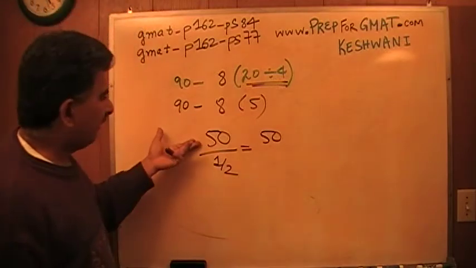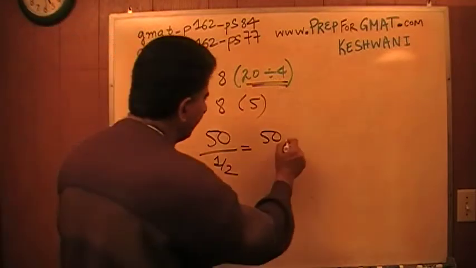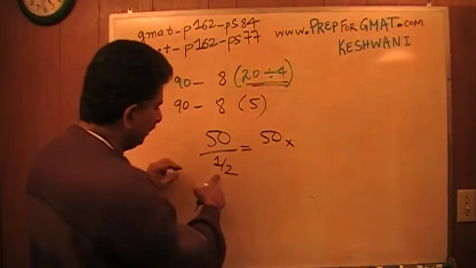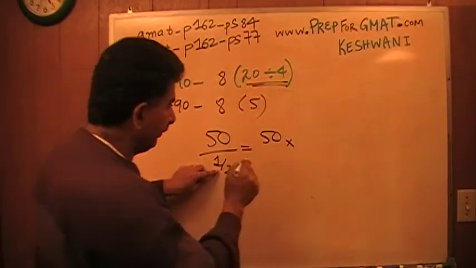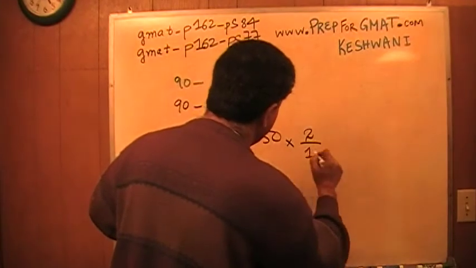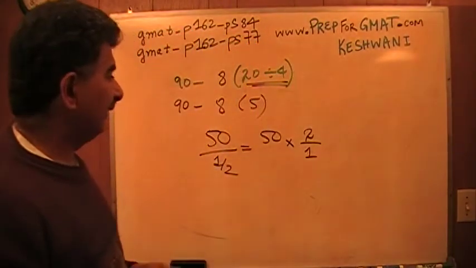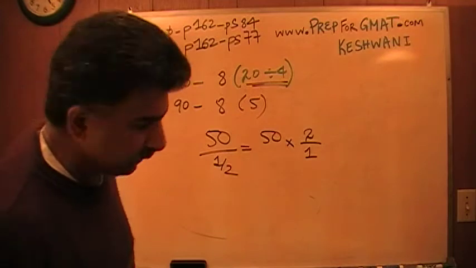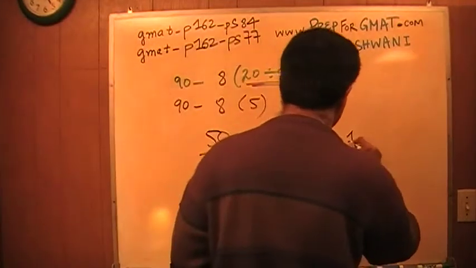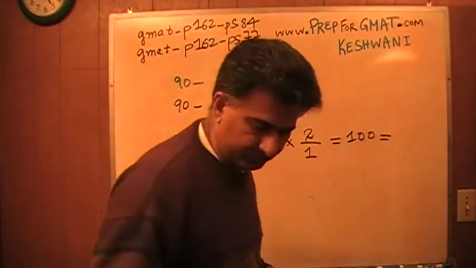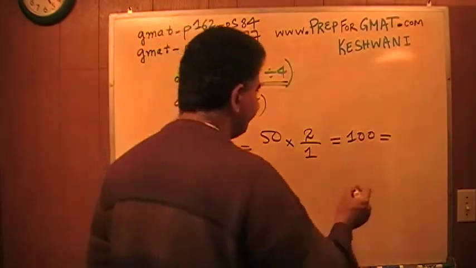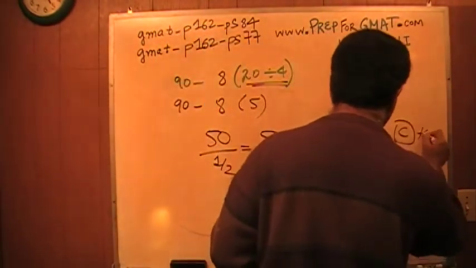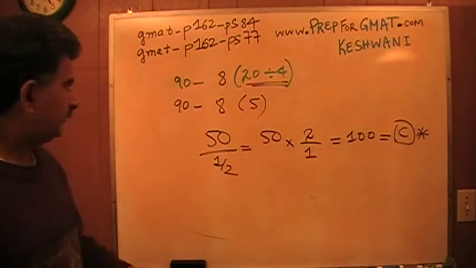So you're supposed to take your top part, the numerator, and multiply it by the reciprocal of the bottom part. This is 1 over 2. 1 over 2 becomes 2 over 1. And that's what it is. So basically it boils down to 50 times 2, which is 100. And the answer, of course, is C.